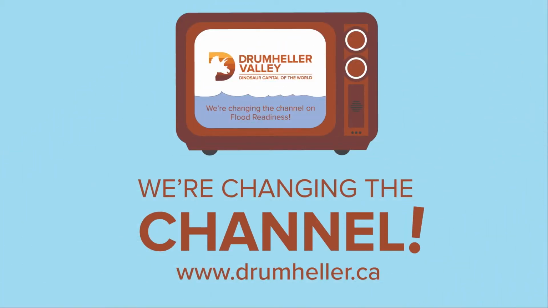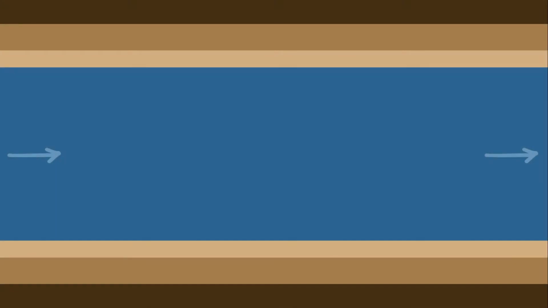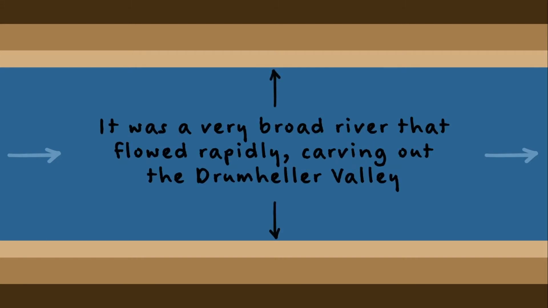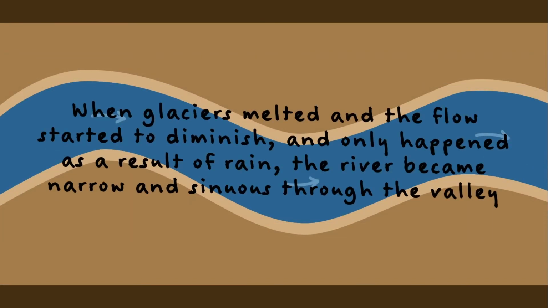Okay, a little bit of discussion today on flood control and seepage control and how one affects the other. So if we look at the ancient Red Deer River, it was a very broad river that flowed rapidly, carving out the Drumheller Valley. And when enough of the ice on the glaciers had melted that the flows started to diminish and only happened as a result of rain, the river started to become narrow and somewhat sinuous, as we call it, through the valley.